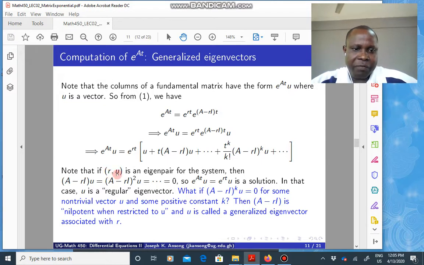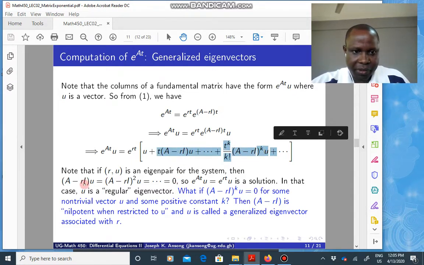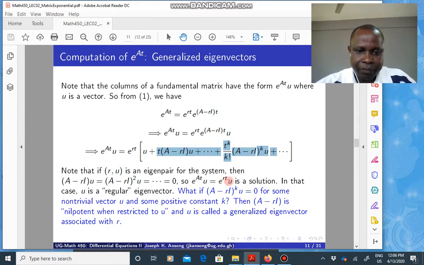Now if r and u is an eigenpair, if r is the eigenvalue and u is an eigenvector, then of course (A minus rI)u is equal to 0. We've seen this before. This is the expression we use in computing the eigenvalues and eigenvectors. So all the other terms here will go to 0 if r and u are an eigenpair, and then my solution is just e to the rt times u. We found this before. Once you have the eigenvalue and eigenvector, you know the solution is of this form. Now in this case, we said that u is just a regular eigenvector.